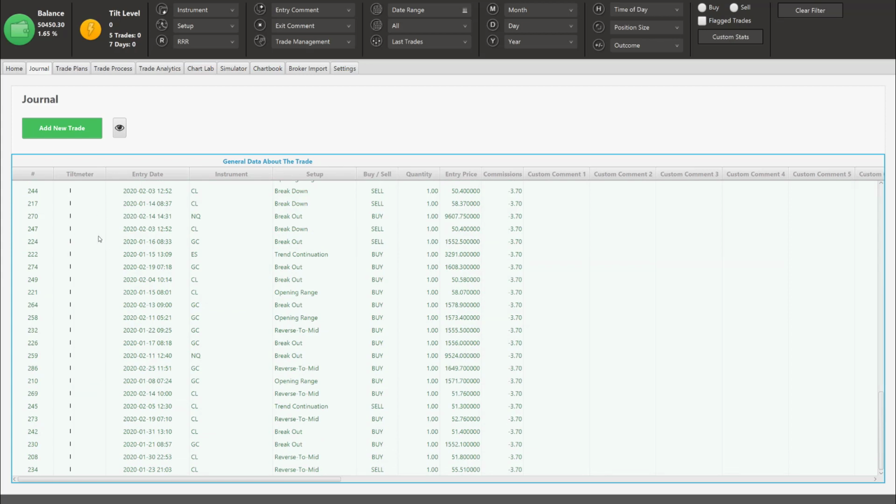So this is one thing that I really recommend to all the traders and to this trader as well, to make sure to enter this, and then you will have a very nice visual representation of how well you respect your rules and where you have issues with discipline.